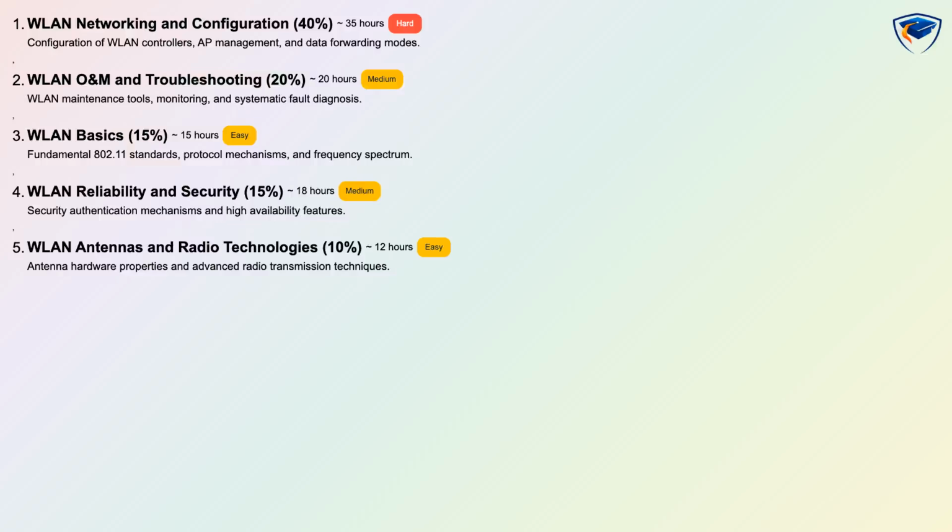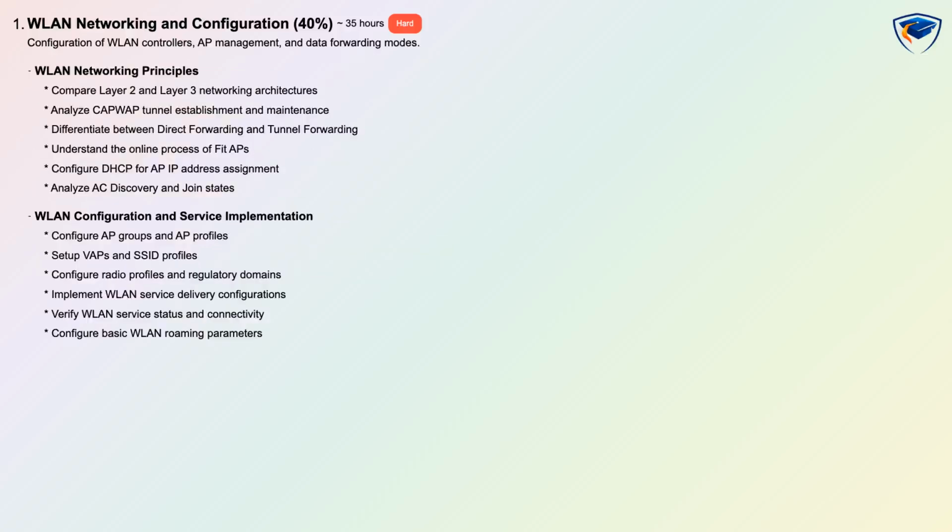deployments. WLAN networking and configuration carries 40% and is labeled hard with an estimated learning time of 35 hours and an assessment type of hands-on plus conceptual. You will learn to compare Layer 2 and Layer 3 architectures and to analyze CAPWAP tunnel establishment and maintenance, including AC discovery and AP join states.